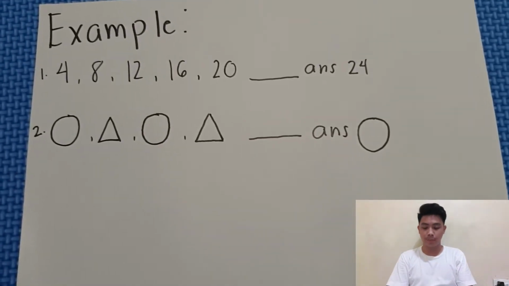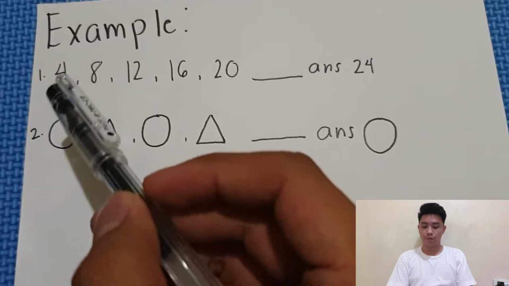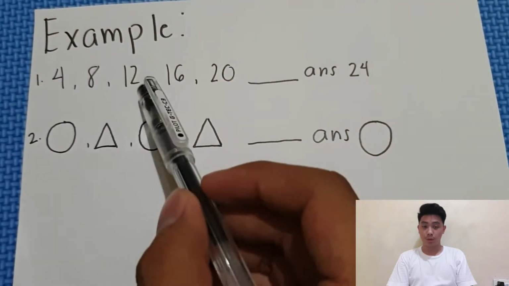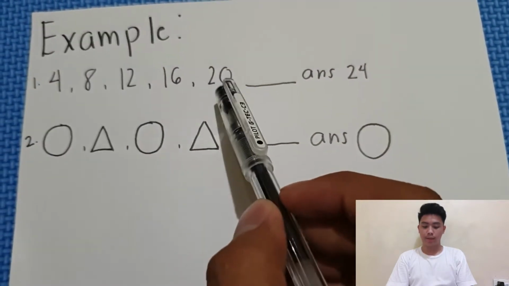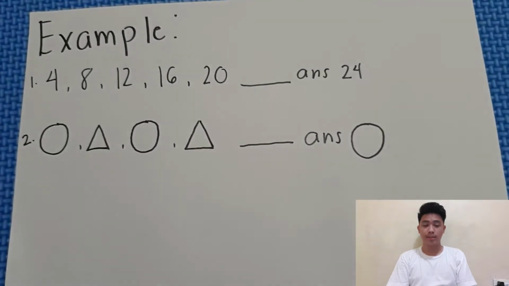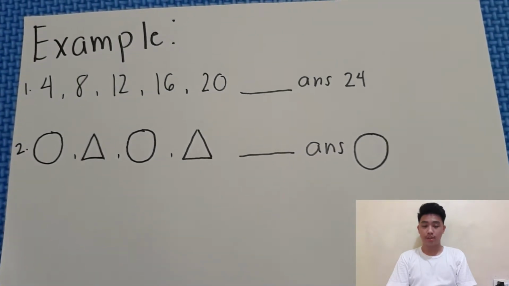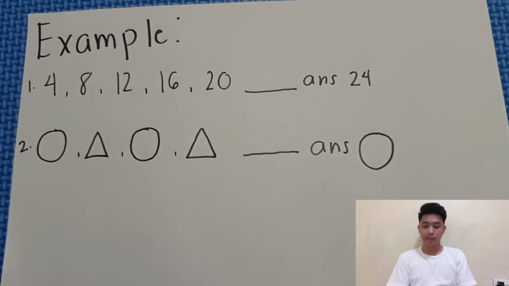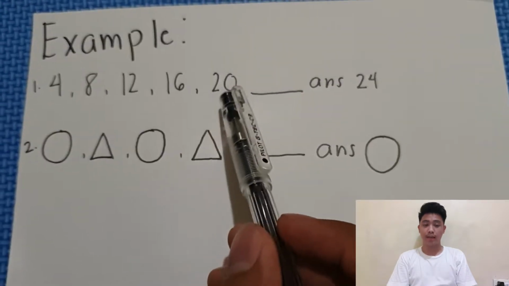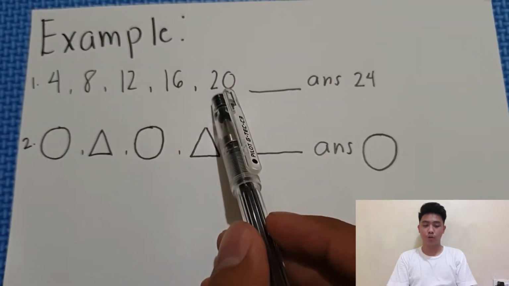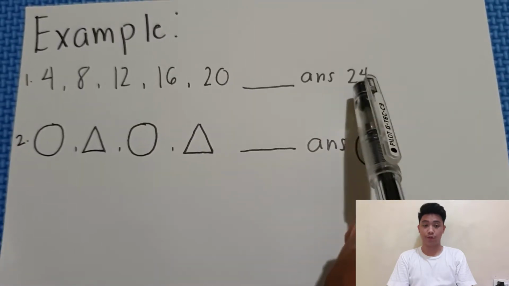So, the first example that is given is 4, 8, 12, 16, and 20. As you can see, their common difference is 4. The last term is 20. Just add 4 to the last term and then you will get an answer of 24.